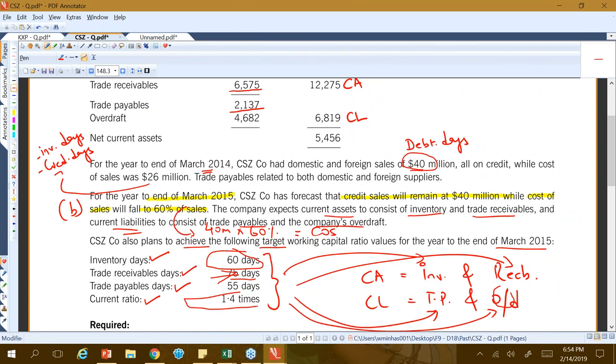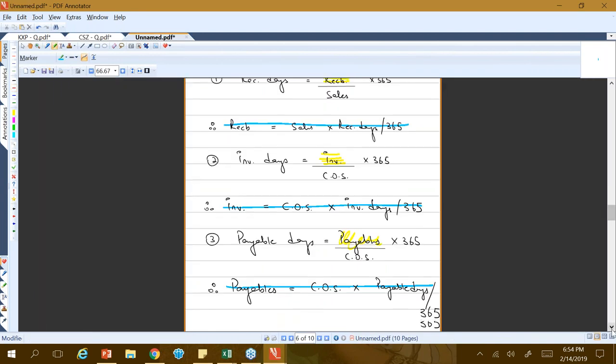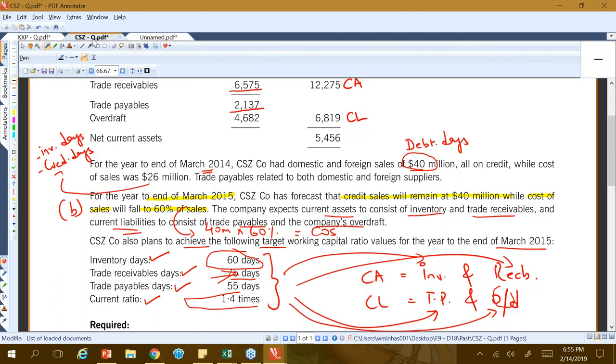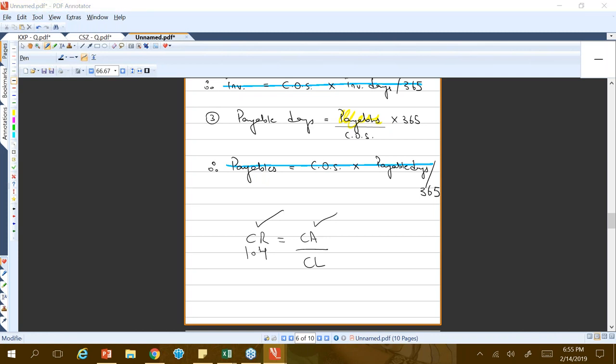So let me just give you this now. If I know that the current ratio is current assets over the current liabilities, and I already have the current ratio given to me in the question, and that current ratio was given as 1.4, and I have now calculated my current assets, can I just rearrange this to find the current liabilities? Yes, we can. So the current liabilities will be the current assets over the current ratio.